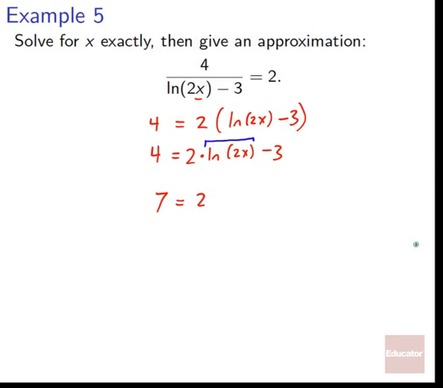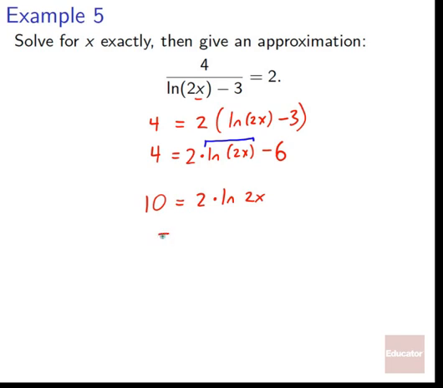Important thing to notice. It's 2 times the natural log of 2x minus 3, so it's 2 times negative 3. It's not minus 3, it's minus 6, right? So I have to always be careful with distribution because it can catch anyone, including me, including your teachers. You always have to watch out for distribution. So add 6 to both sides, we get 10 equals 2 times the natural log of 2x.